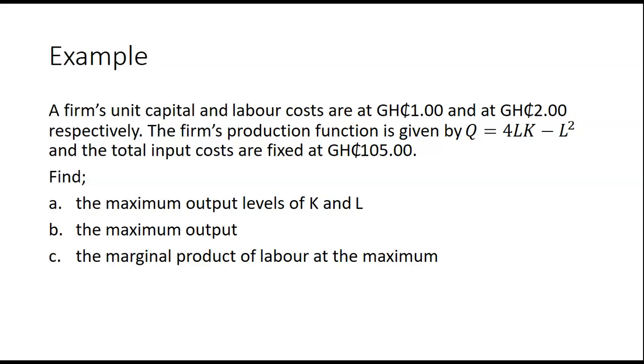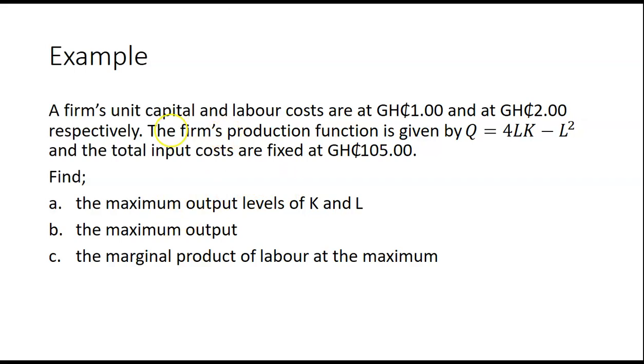So the first question says, a firm's unit capital and labor costs are 1 Ghana cedis and 2 Ghana cedis respectively. The firm's production function is given by Q equals 4LK minus L squared. Are you with me? And total input costs are fixed at 105 Ghana cedis. Find A, the maximum output levels of K and L, that is capital and labor. B, the maximum output, and C, the marginal product of labor at the maximum.